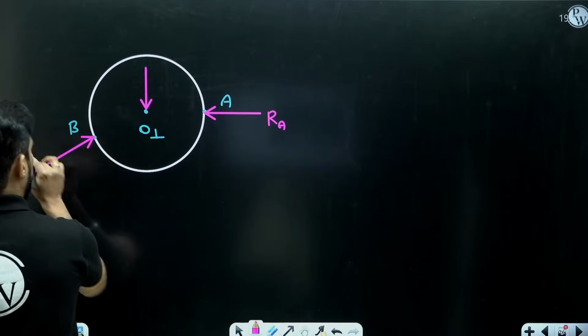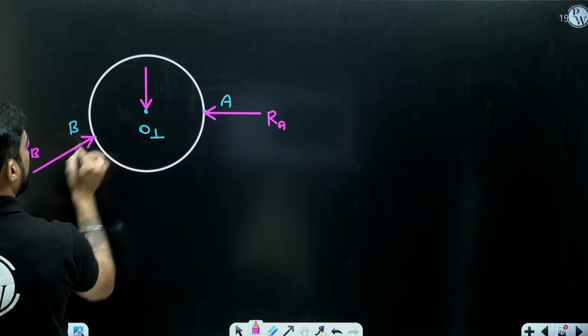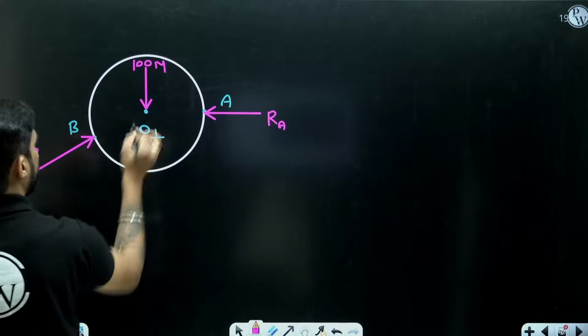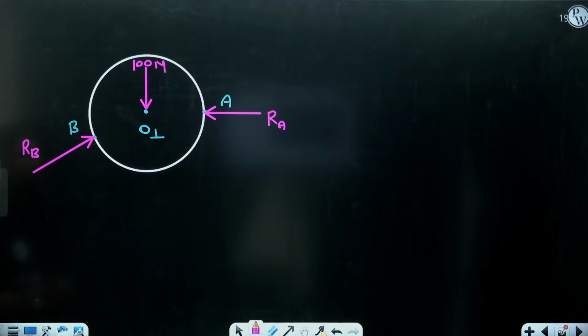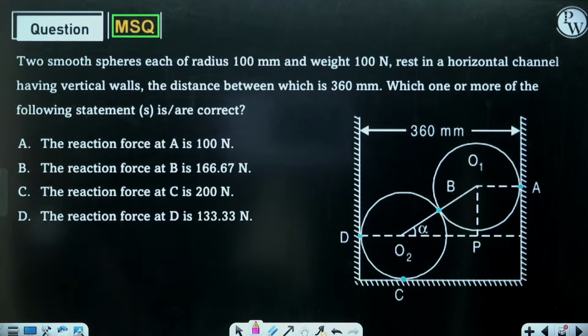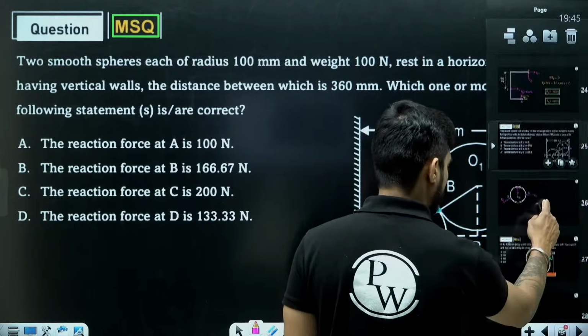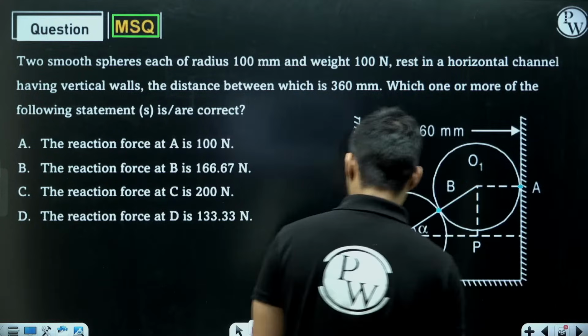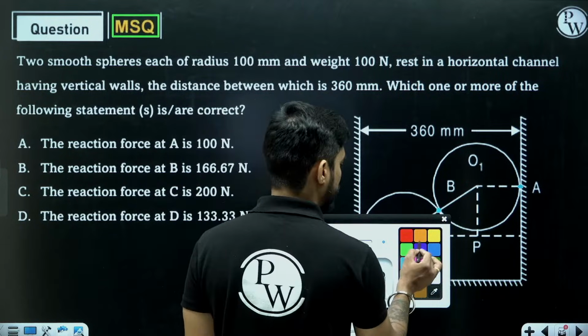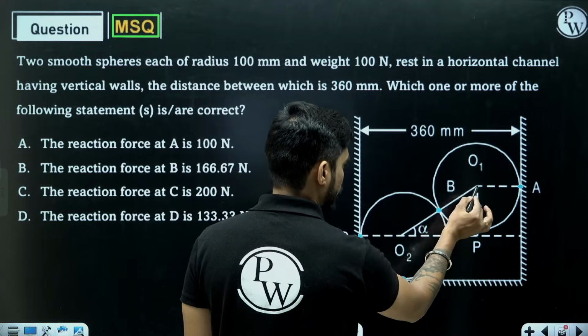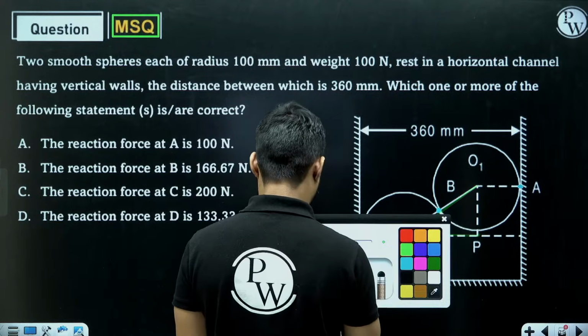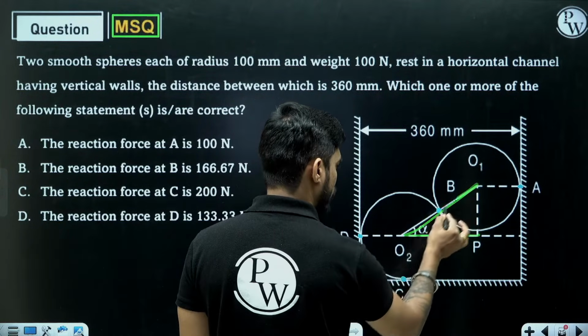Now RA is horizontal, this 100 Newton weight is vertical, but what is the angle of RB? So you will have to calculate that angle from this diagram. From this diagram you can find the value of this angle alpha. How to find the angle alpha? Look at this triangle. You will have to look at this triangle.